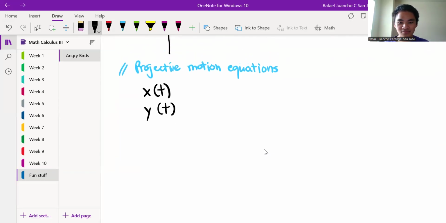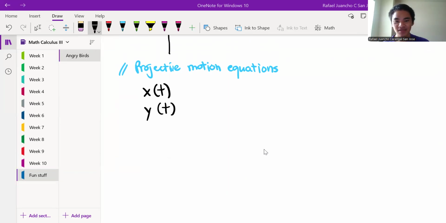So how do we get that? Well, here we can use a little bit of, well, we actually kind of learned this in physics. But the idea is we want to break down the initial velocity into components. So let's imagine we have an initial velocity. Obviously, it's zero, right? Because we haven't moved it. We haven't moved the bird yet.